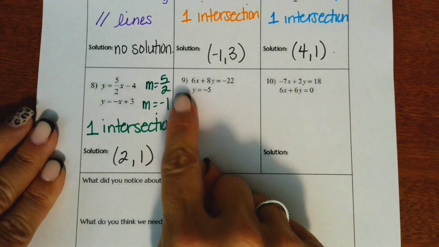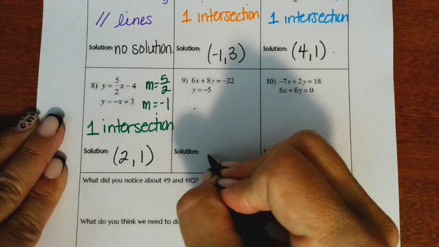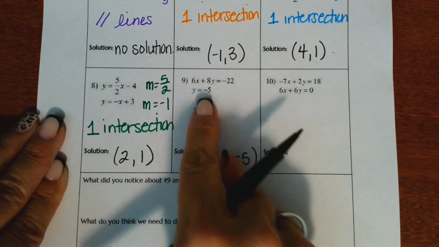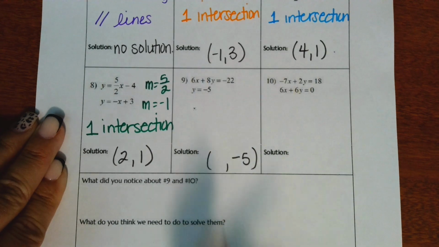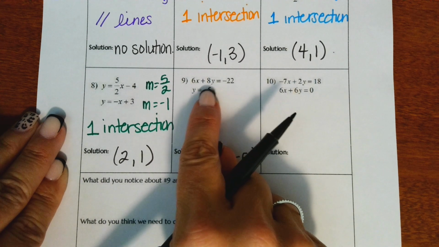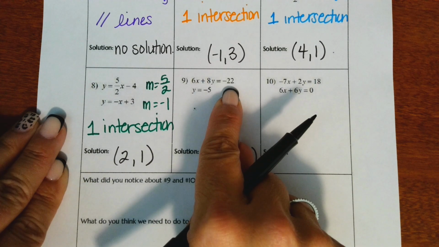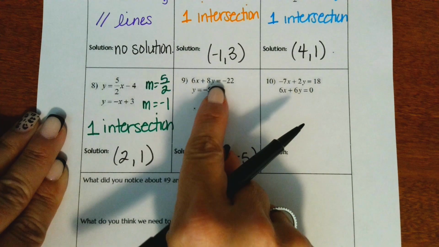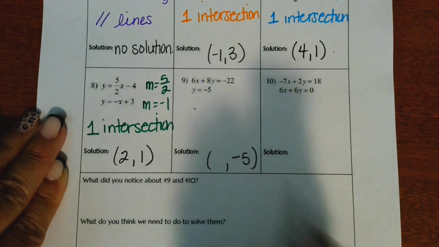All right, number 9, they're already telling you what y equals. So in my ordered pair, I actually know that the y value has to be negative 5. It's the x value I'm unsure of. Okay? When I try to go graph 6x plus 8y equals negative 22 in Desmos or any calculator, it is not going to graph it for me. Okay? But what I can do is I can substitute a negative 5 for y and then solve for x. That's one of our options.